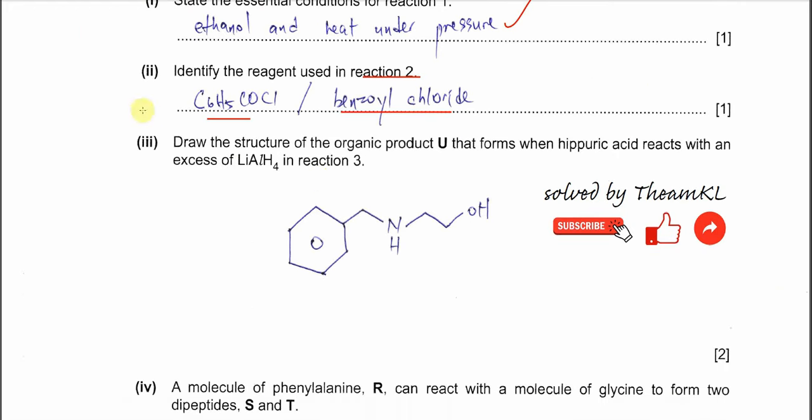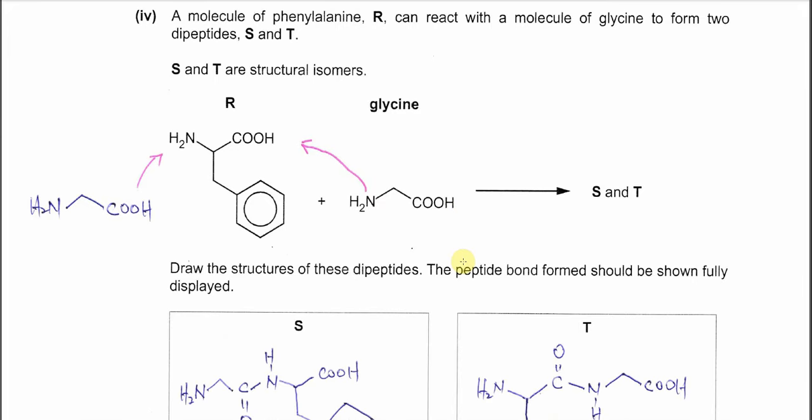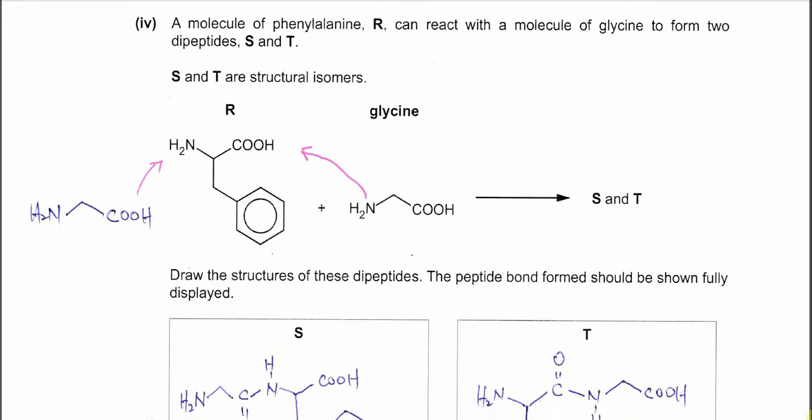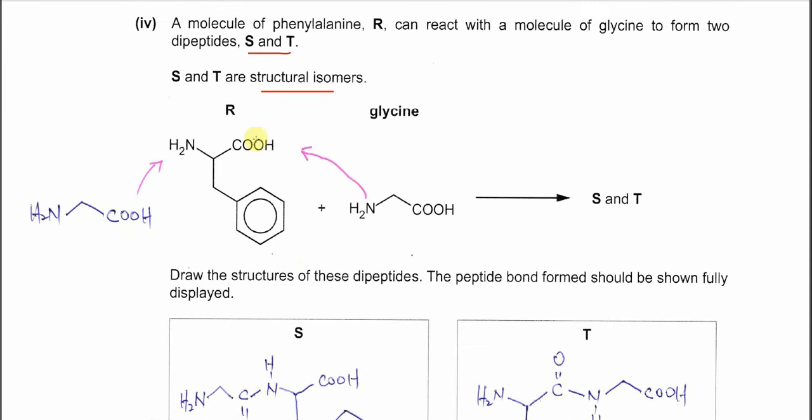Now for part 3, draw the structure of the organic product U that forms when hippuric acid reacts with excess lithium aluminum hydride. Okay, this one I already told you how to produce just now. For part 4, molecules of this phenylalanine R can react with a molecule of glycine to form two dipeptides S and T. S and T are structural isomers. So basically it's just the reaction of this R, this phenylalanine, with the glycine.